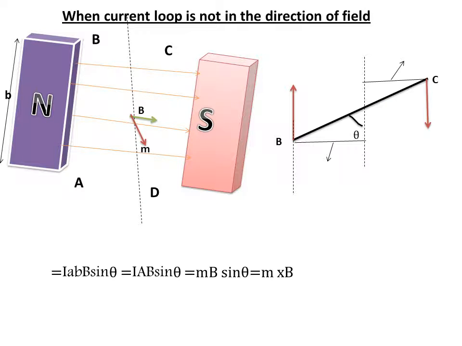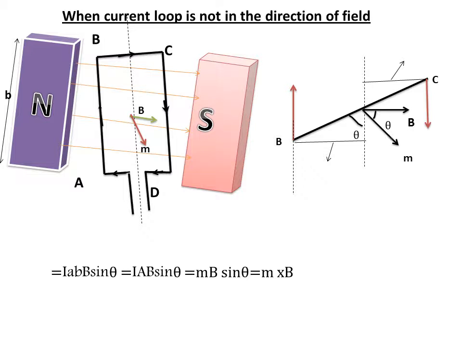Now let us consider the case in which the current loop is not in the direction of field. The current loop is tilted by an angle theta. In the second figure we can see the side BC. Now the angle between the field vector B and magnetic moment m is theta. The direction of area vector is also in the direction of m.